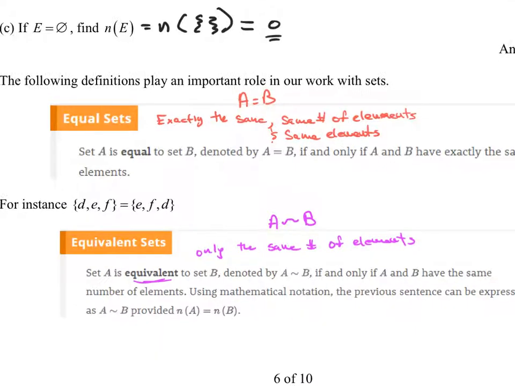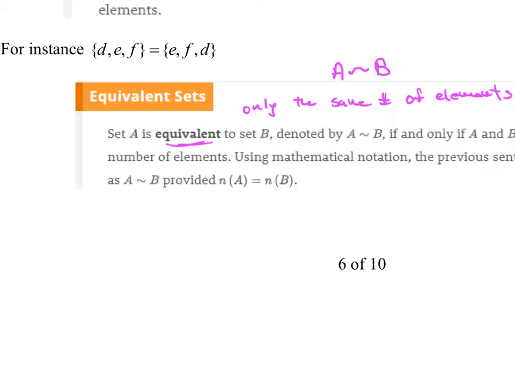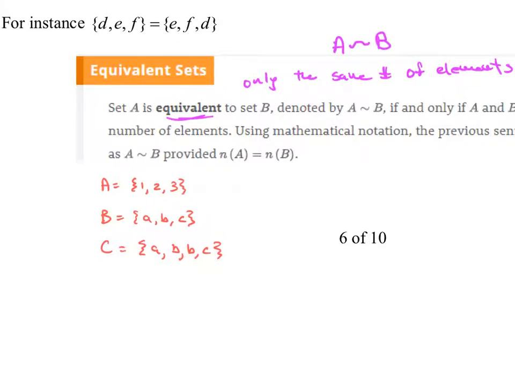So I'm going to give you a few sets and see if you can figure this out, okay? Set A, let's call it the set 1, 2, 3. Set B, I'm going to call it the set A, B, C. And set C is going to be the set A, B, B, C. And then actually let's do a set D, which is going to be the set 1, 2, 3, and 4. Okay? So the question is, which one of these sets are equal? Which ones are equivalent? Which ones are neither?